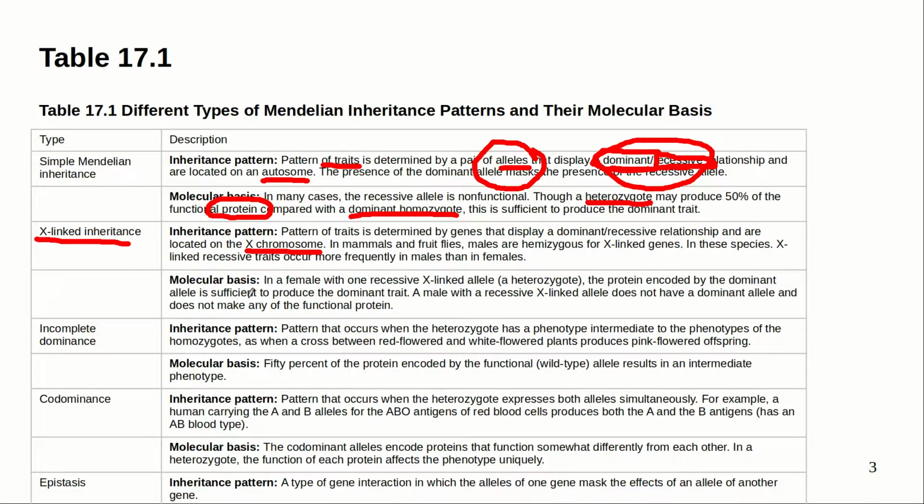Let's see, molecular basis. Again, you need to know these terms, heterozygote, homozygote. We'll talk about that. I have videos on just that. Inheritance pattern, all right? Pattern, that means your phenotype. Just remember that phenotype is what you look like. So if you have brown hair, that's your phenotype.